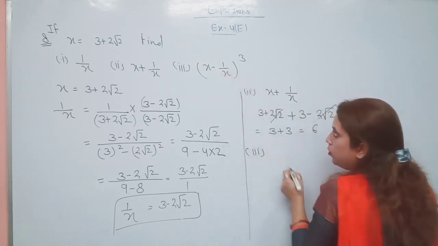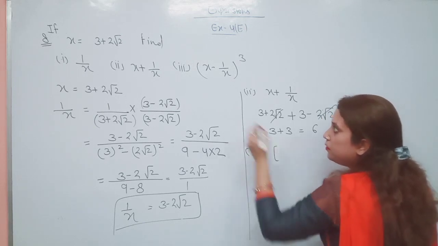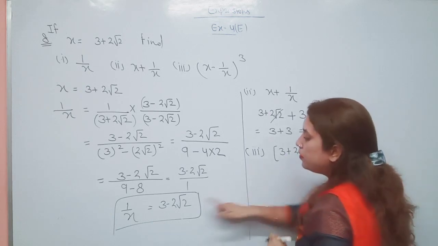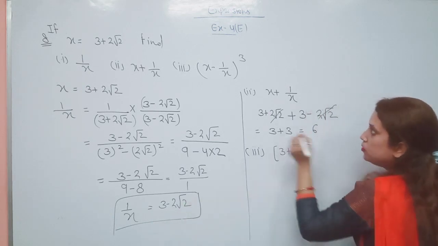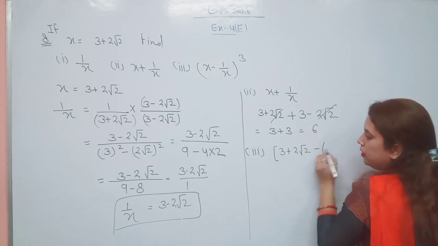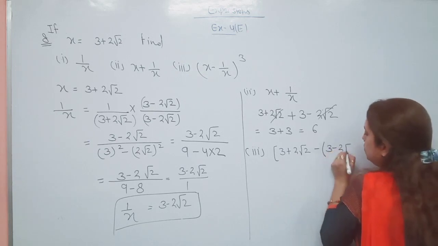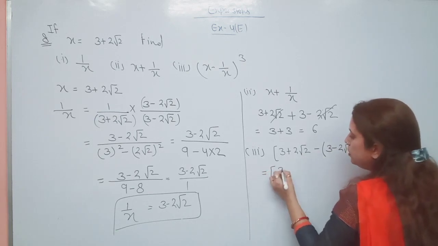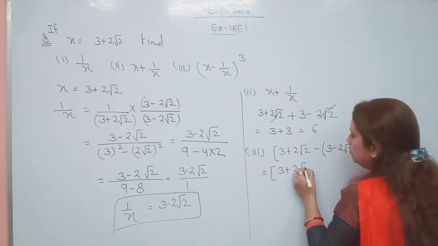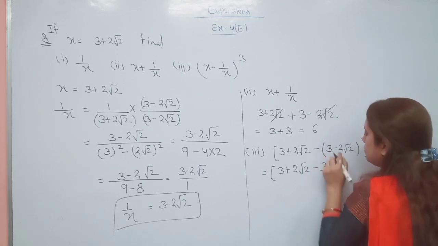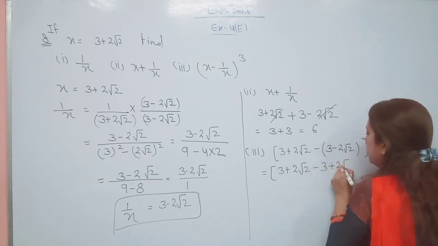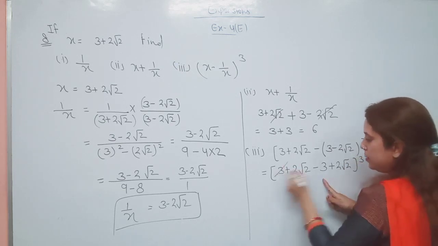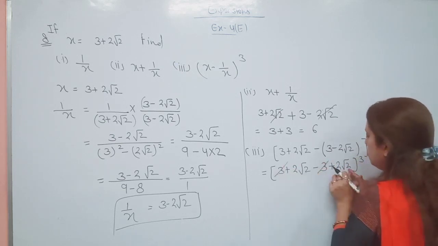Now for the third part, x minus 1 upon x. The value of x is given, 3 plus 2 root 2, and the value of 1 upon x we have already found. It will be minus (3 minus 2 root 2) whole cube. When we open the bracket, it will be (3 plus 2 root 2 minus 3 plus 2 root 2) whole cube. Now plus minus cancel. 2 root 2 plus 2 root 2.